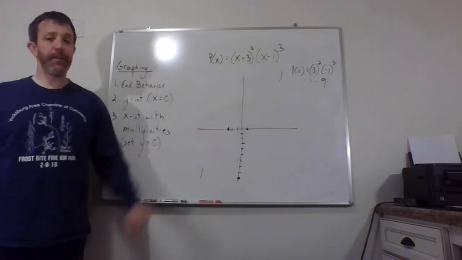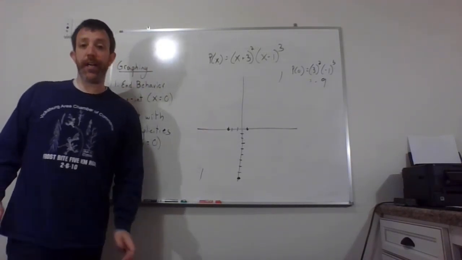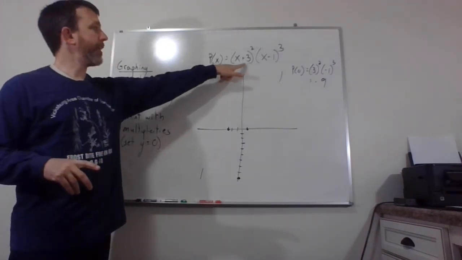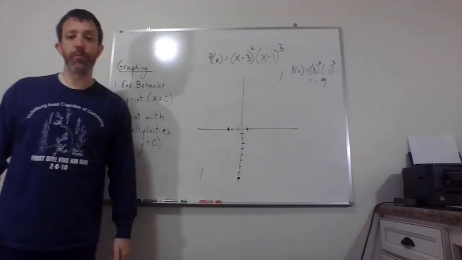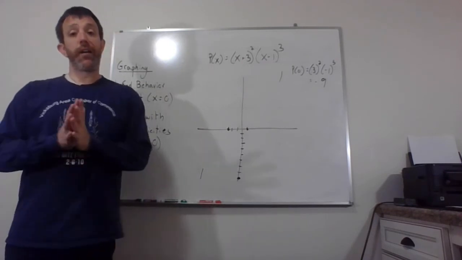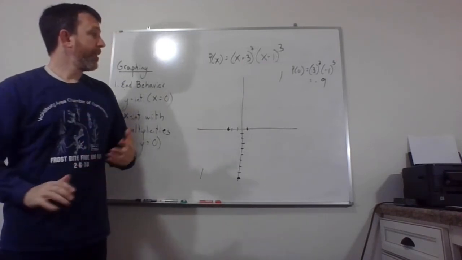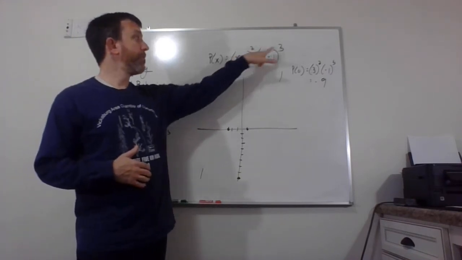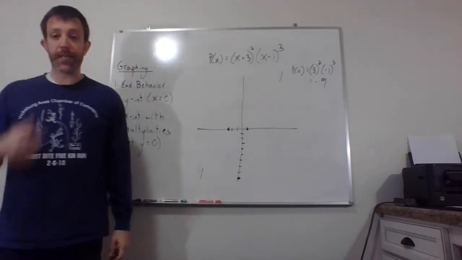So I've really kind of shortened this problem that I have here, but I'm going to talk you through it just a little bit. I have p of x is equal to (x plus 3) squared times (x minus 1) to the third power. All right, so first thing I need to know is that the highest power here is going to be 5. I'm getting that from the 2 and the 3 for those exponents.